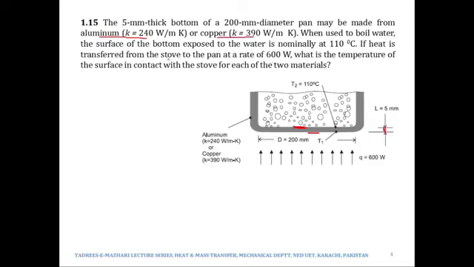So if the heat is transferred from the stove to the pan at a rate of 600 watts, so we are given Q as 600 watts, then what is the temperature of the surface in contact with the stove for each of the two materials? What is the temperature of the surface in contact with the stove? Means this surface which is facing the stove, which we are calling T1. So we need to find out its temperature in case of both materials, in case of aluminum and copper.